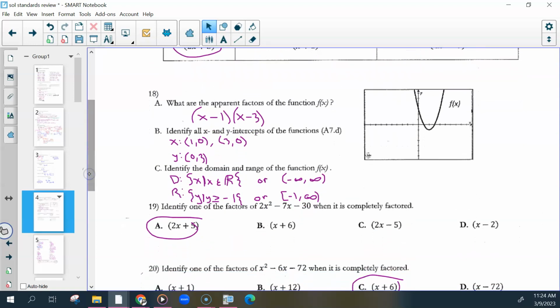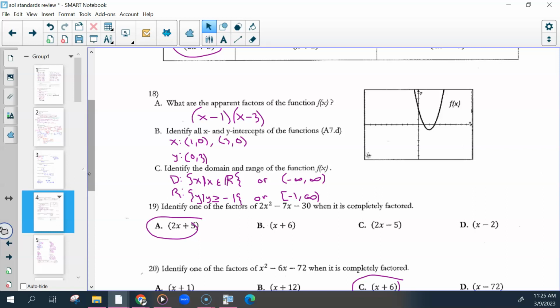18 is something you would have to know, so you can go ahead and write those down. I'll talk through them. The factors for part A are x minus 1 in parentheses and x minus 3. The x and y intercepts you should be able to find where it crosses the x-axis and y-axis. So at (1, 0) and (3, 0) for your x, and then (0, 3) for your y.